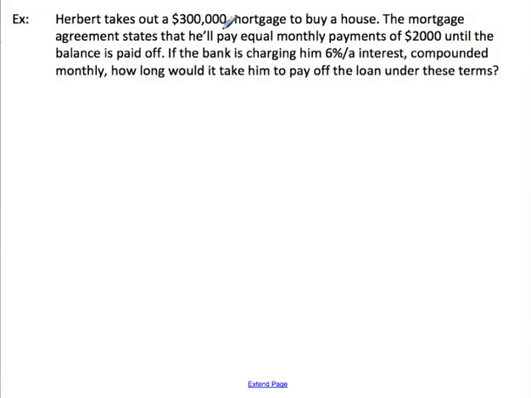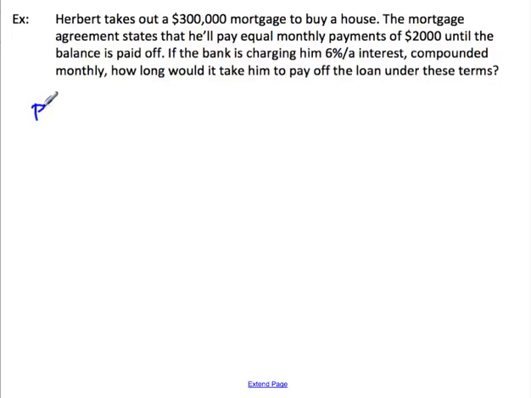Herbert takes out a $300,000 mortgage to buy a house. The mortgage agreement states that he'll pay equal monthly payments of $2,000 until the balance is paid off. If the bank is charging him 6% per annum interest compounded monthly, how long would it take him to pay off the loan under these terms?